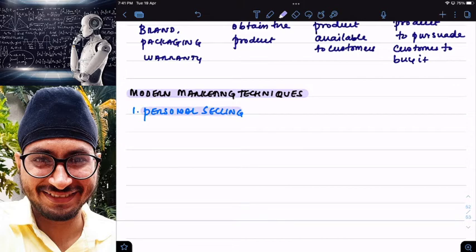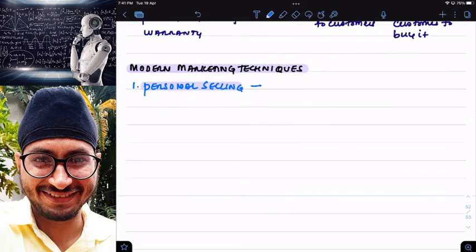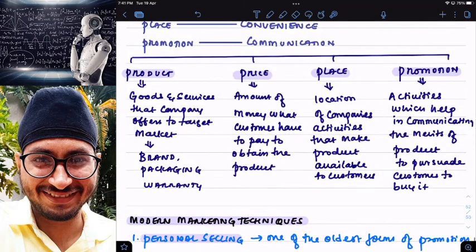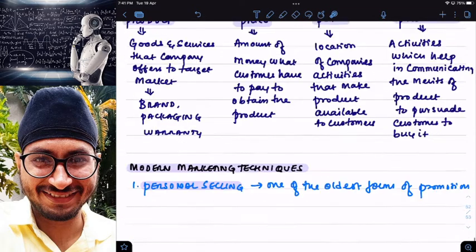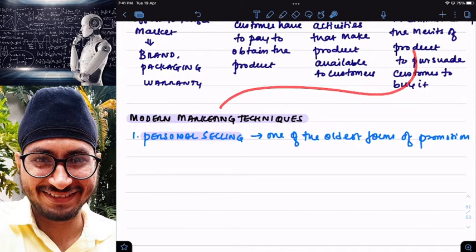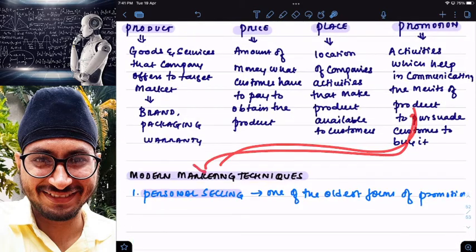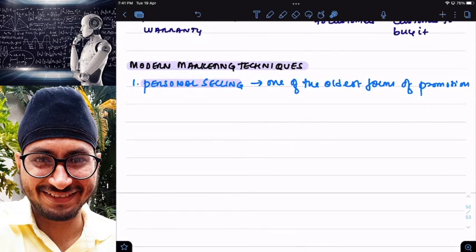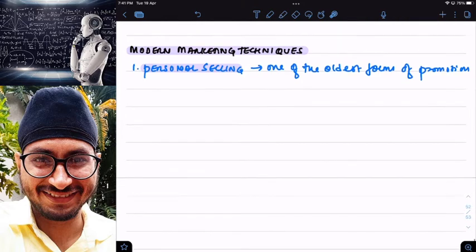Personal selling is one of the oldest forms of marketing, one of the oldest forms of promoting the business. Since these points are related to promotion, that is why we are discussing them here. So we can say this promotion is also called modern marketing techniques. In modern marketing techniques, the first one is personal selling, which I told you is one of the oldest forms of promotion, where what will happen?